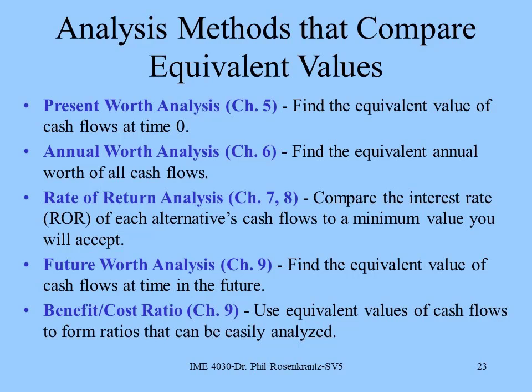So our single number there is an interest rate. Chapter 9, we look at future worth analysis. Sometimes what's important to us is comparing what something will be worth at some point in the future. For example, if you're comparing investments or retirement options, you might be concerned about what the future worth is at your retirement age. And finally, benefit cost ratio analysis is covered in chapter 9.